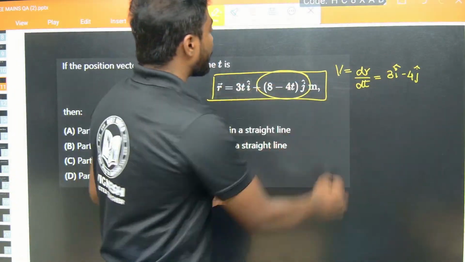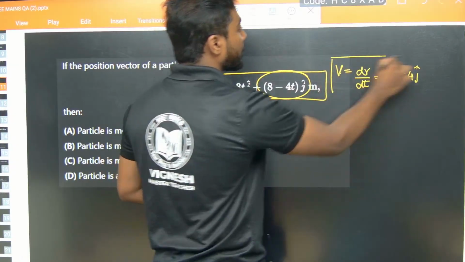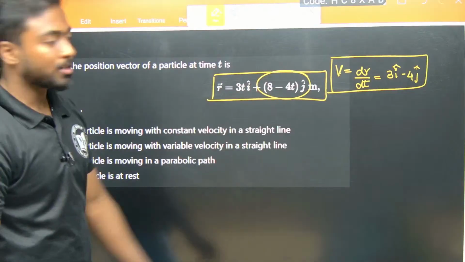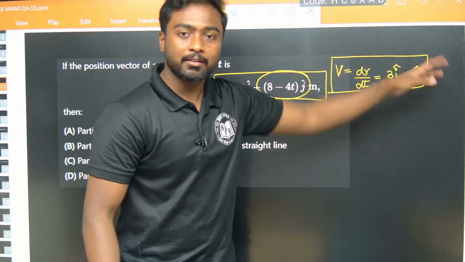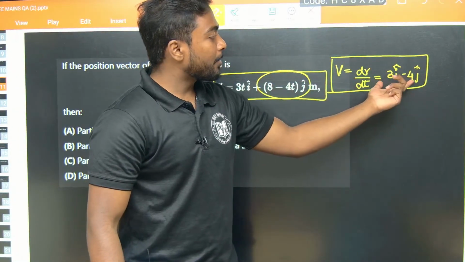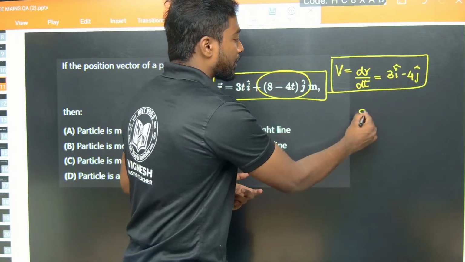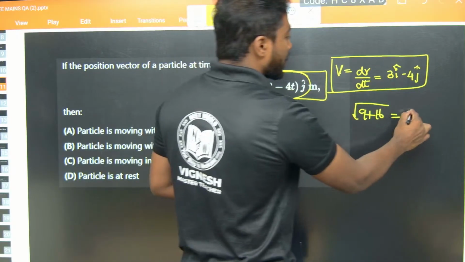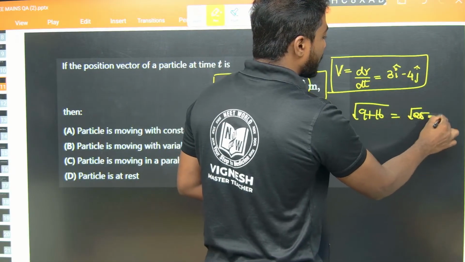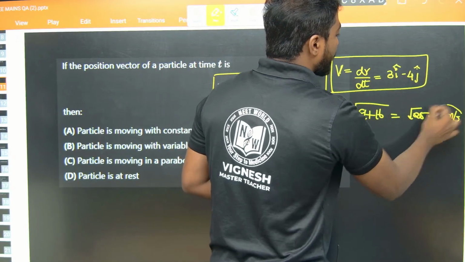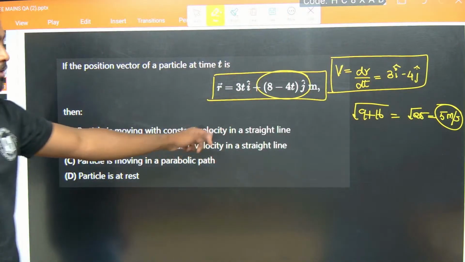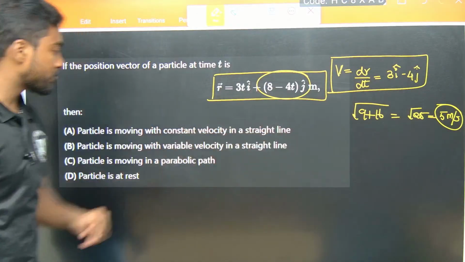So what will be the velocity? The velocity is constant in both magnitude and direction. If t were there, I could say it's a variable. If I take the magnitude, 9 plus 16 under root, which is nothing but the square root of 25, equal to 5 meter per second. So the particle is moving with a constant velocity in a straight line. This is the answer.